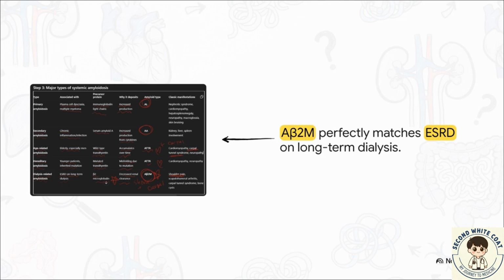Then we have ATTR, which comes in two main flavors: the mutated hereditary form causing neuropathy and cardiomyopathy in younger patients, and the wild-type, age-related form causing similar cardiac issues plus carpal tunnel in the elderly. And finally, A beta-2M, our dialysis-related amyloidosis. Notice how perfectly this matches our patient, ESRD on long-term dialysis leading to shoulder pain, bone cysts, and carpal tunnel syndrome. It is a perfect match.